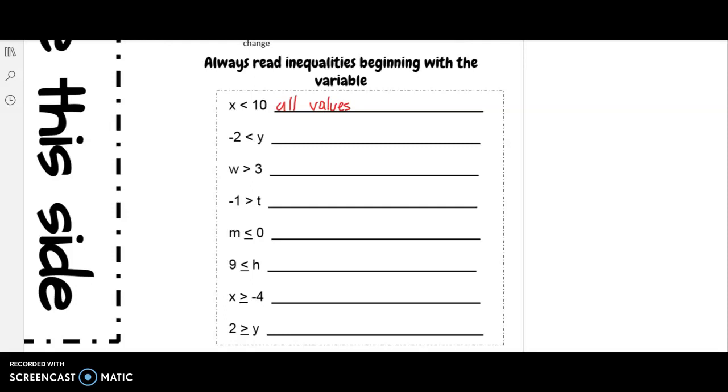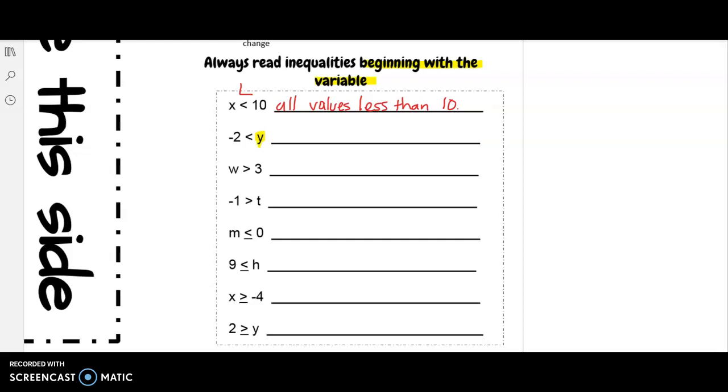Now look at that second inequality and think about how that is different. Notice the variable is on the right. And at the top, it even tells us that we need to read the beginning with the variable. And that's what we're going to do. So even though this looks like a less than symbol, because it also makes an L, because we're reading it starting with the variable, y, then it's actually greater than because they are flipped.